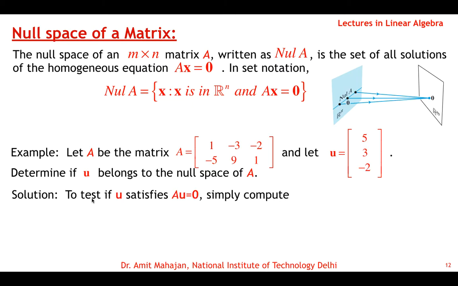Okay, so to test if u satisfies Au = 0, simply compute A times u. A is given, u is given, simply multiply it, and clearly you get the 0 vector. So yes, u belongs to the null space of A because Au is equal to 0, the homogeneous system is satisfied.